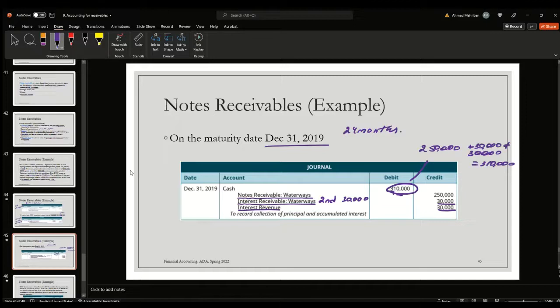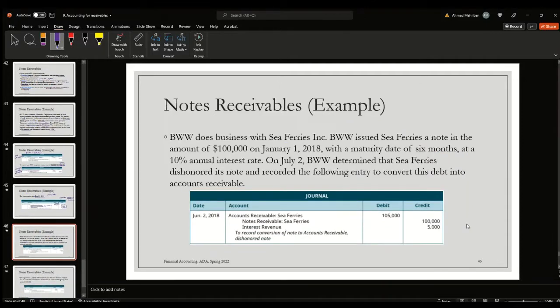I hope this is very simple, and that's how this compound entry works: 310 on the debit side, and if you summarize this part, it's also 310. This is a perfectly sensible compound entry, and I hope you understand this very easily. Let's move on to a different example.